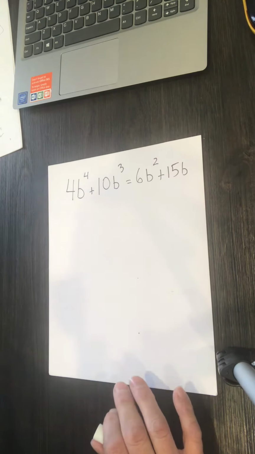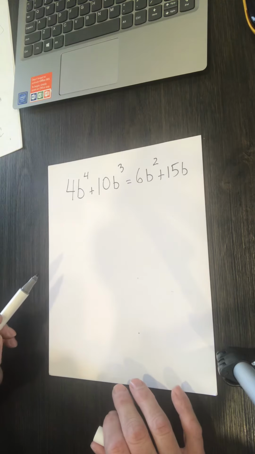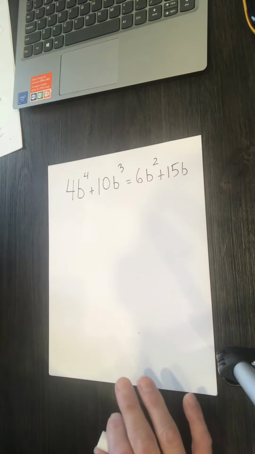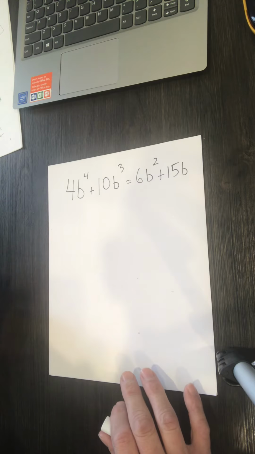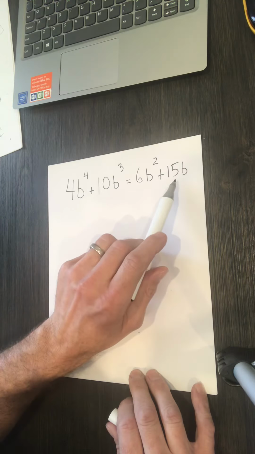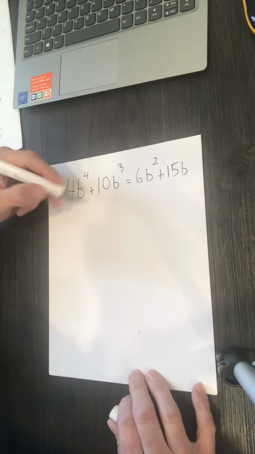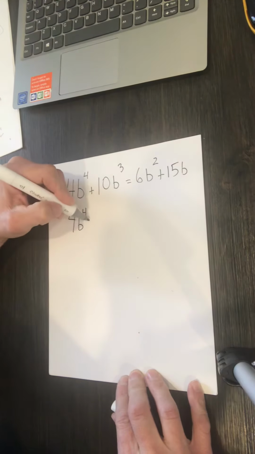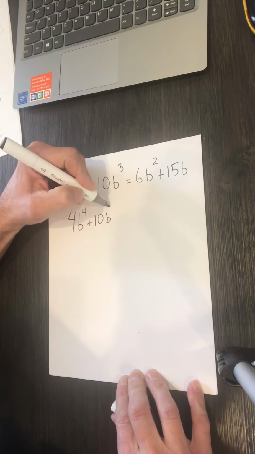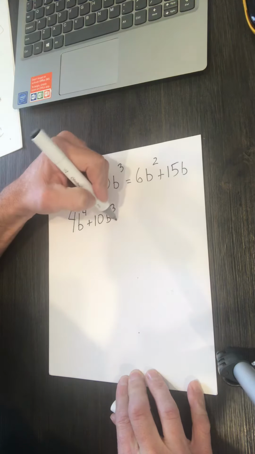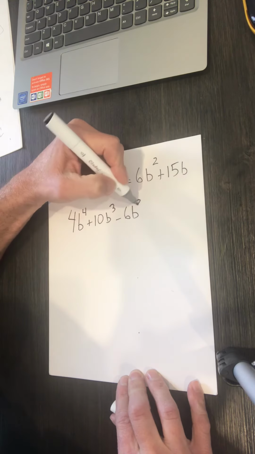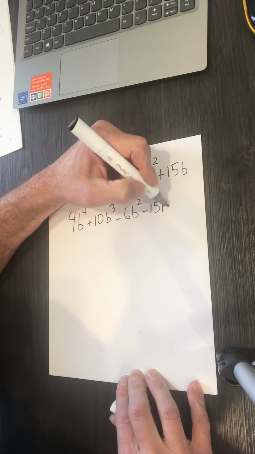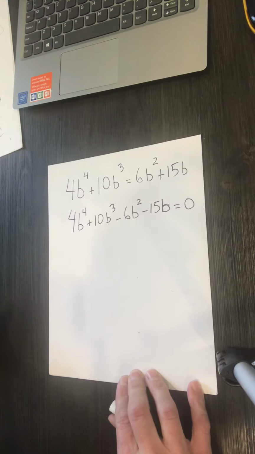Instead, because the degree of this equation is higher than 1, it's a polynomial equation that's not linear, we're going to move all of the terms to one side of the equation, leaving 0 on the other side. So I'm going to move the 6b squared and the 15b to the left by subtracting them. And if we do that, we have 4b to the fourth power plus 10b to the third power minus 6b to the second power minus 15b, and there's a b in there, is equal to 0.